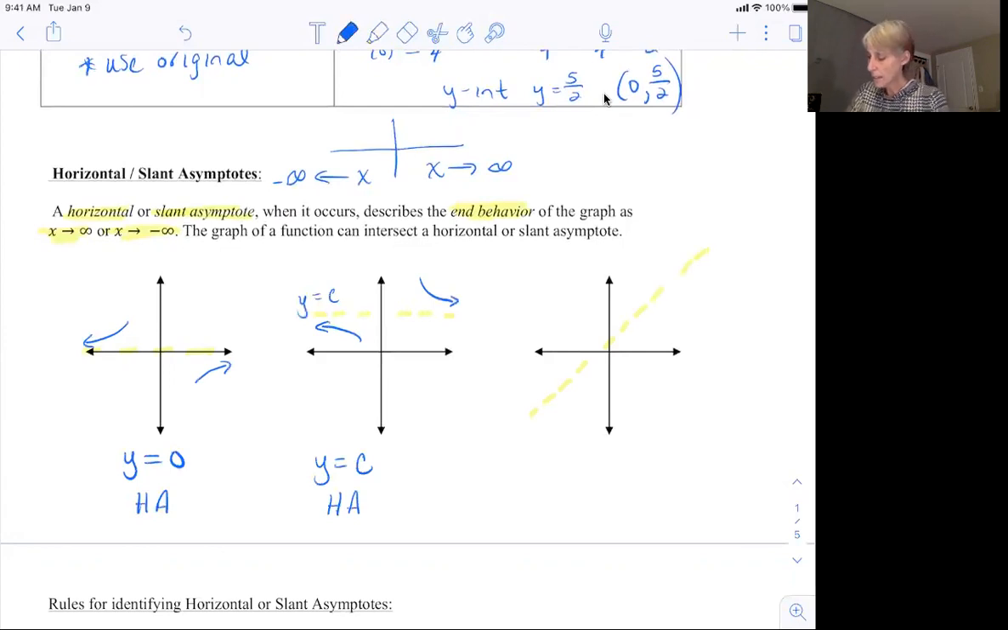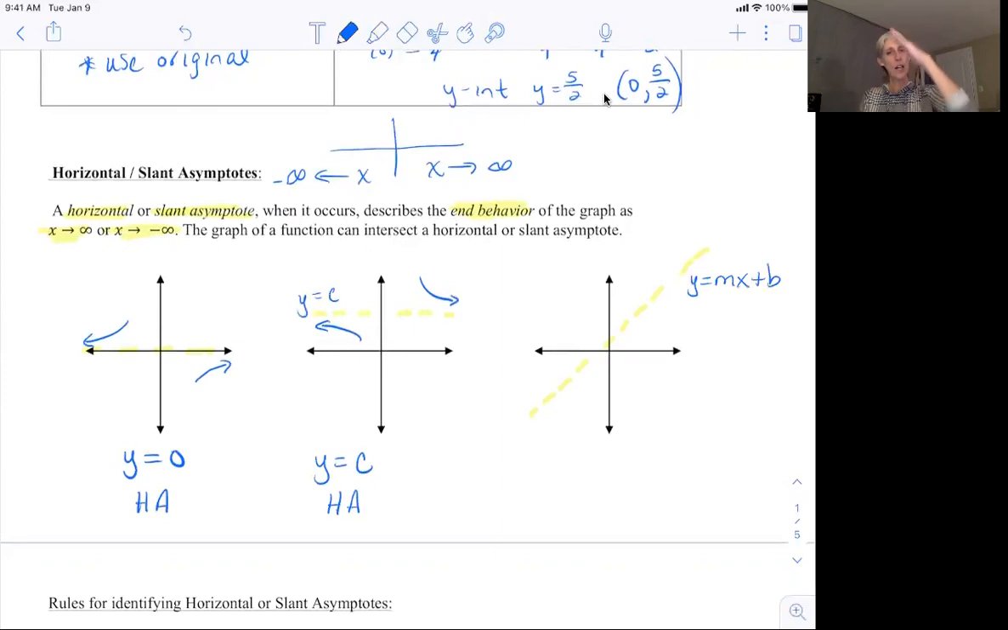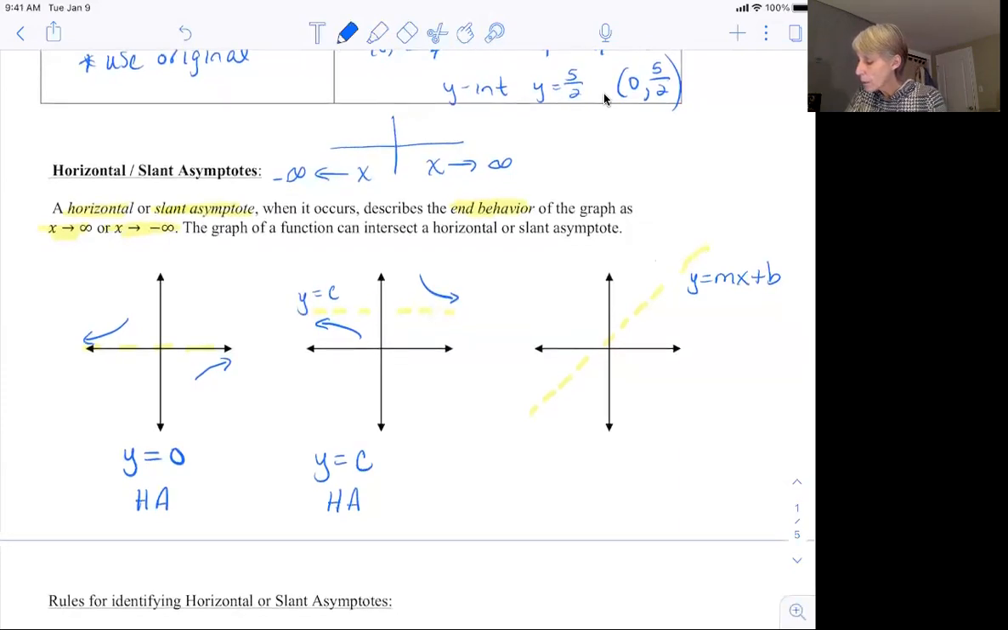And a slant asymptote is going to wind up being some sort of equation of a line. Basically, as x goes to infinity, our graph can hug up here, so it would be like that. And as x goes to negative infinity, it could be like that, or from either side. That really doesn't matter. But this we call a slant asymptote.